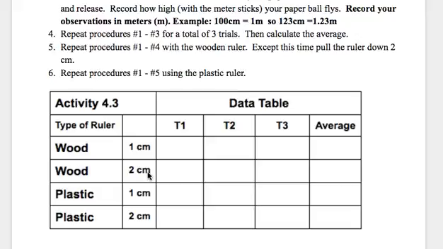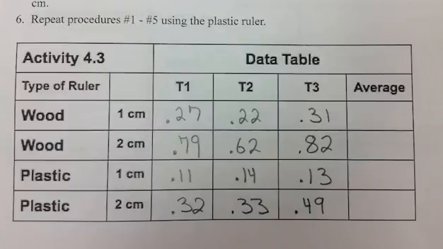So what we did next was we repeated that whole process for the plastic ruler. We bent it down 1 centimeter. We took 3 trials, seeing how far the paper ball will fling up, and then we did it with the plastic ruler again at 2 centimeters. So what I need you to do is first record this data. This is data from an actual lab we took. So pause the video and record this data in your sheet.